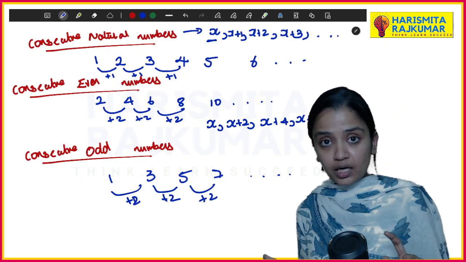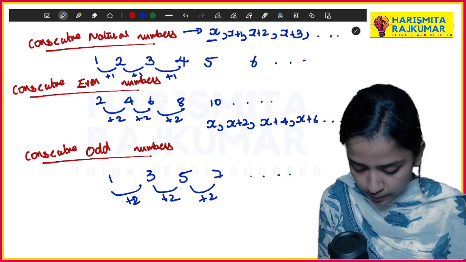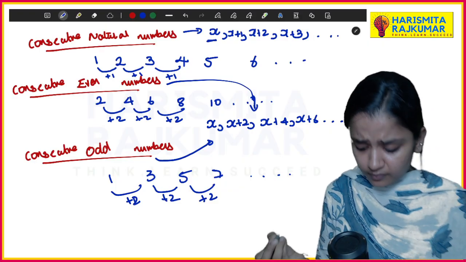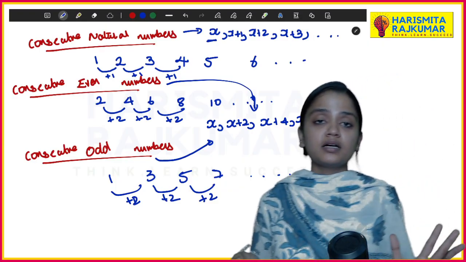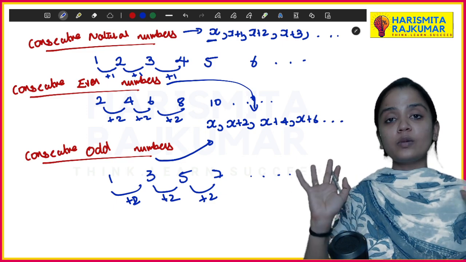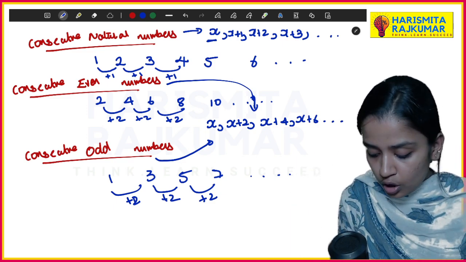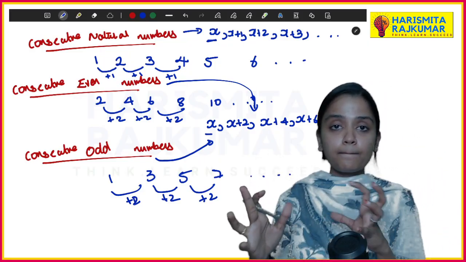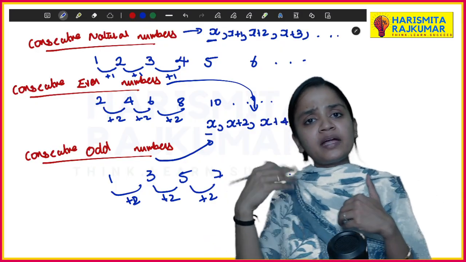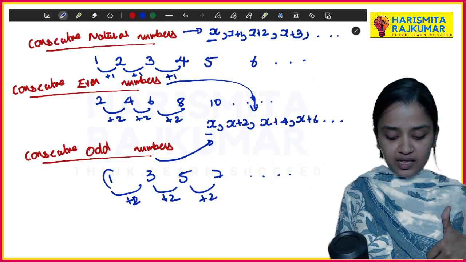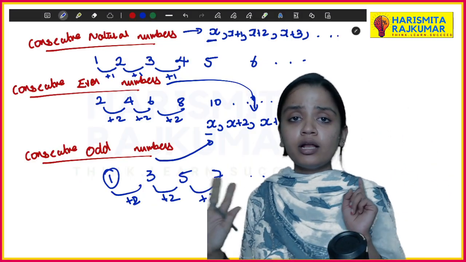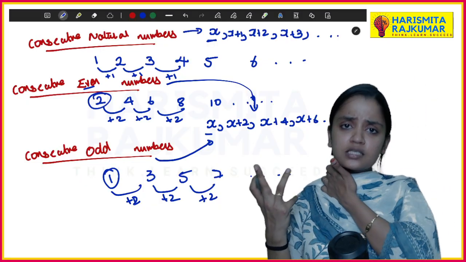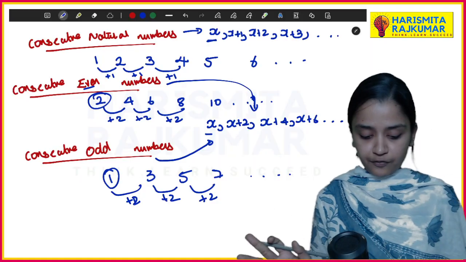So here the formula is the same for this as well as this. For consecutive odd numbers or consecutive even numbers, your formula is the same. Basically, I'm fixing the first number as x and incrementing by 2. If I fix the number as 1 and increment by 2, I'll get the answer, whereas in even numbers, I'm fixing the first number as 2. That is the difference.